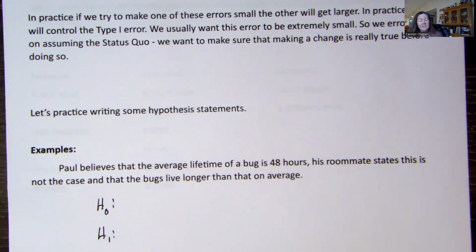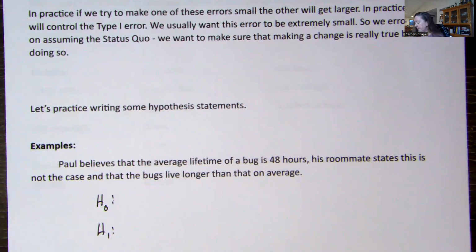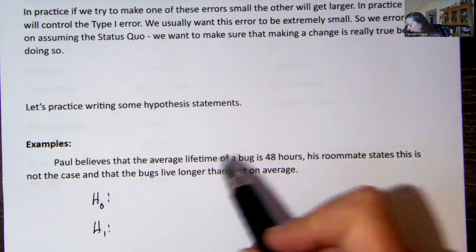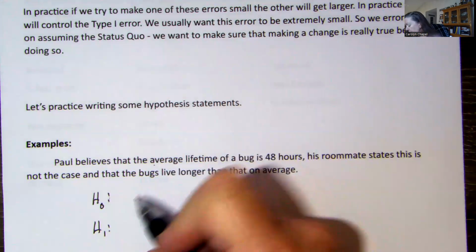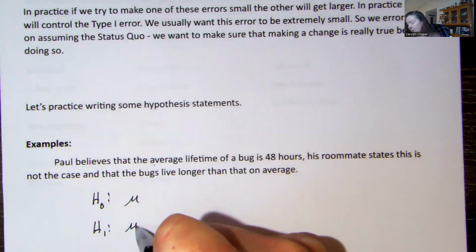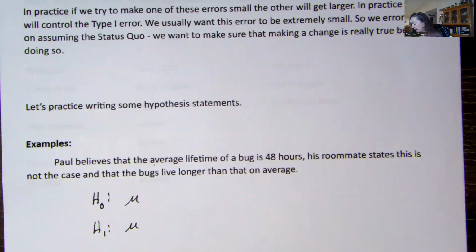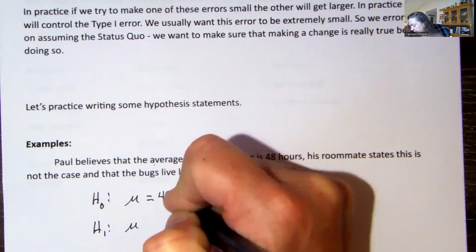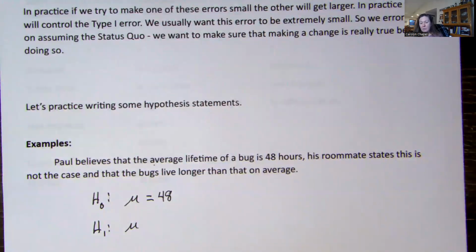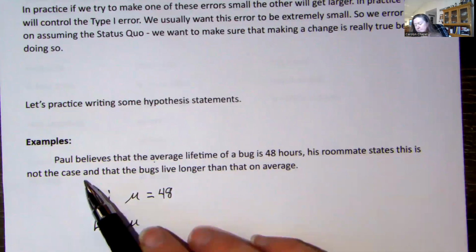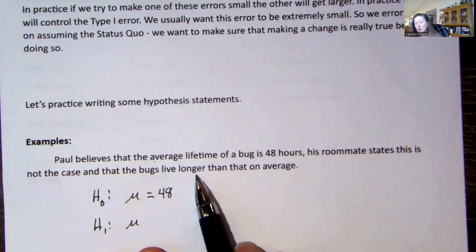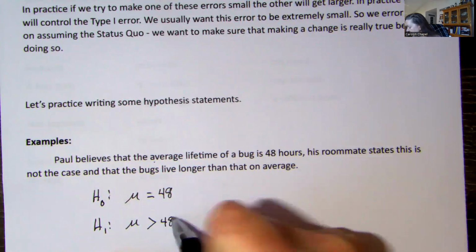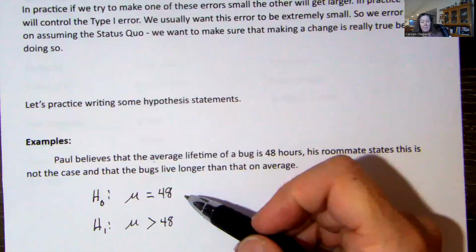The next thing is we have to decide what parameter we're measuring. And we're talking about the average lifetime. So average is our mean. So that's our parameter that we're looking at. And the status quo is that it's 48 hours. So equals 48, remembering that our null is always the equals. The roommate says it's not the case. He thinks they live longer. So longer would be more than 48 hours. So those would be our hypotheses.